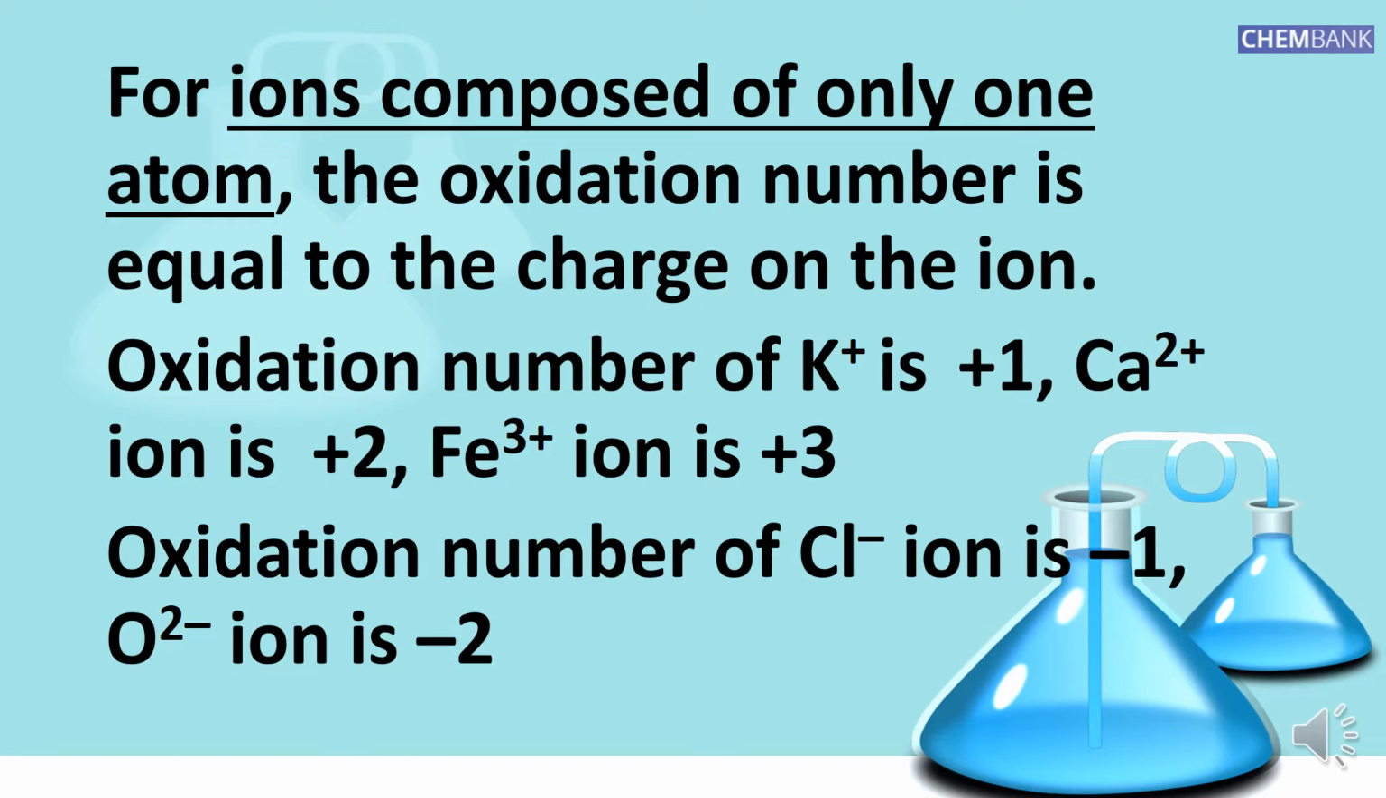Next, for ions composed of only one atom, the oxidation number is equal to the charge on the ion. So let us take examples. The oxidation number of K+ is +1. In the case of the Ca2+ ion, it is +2. Fe3+ ion is +3. In the case of negative ions like Cl-, the oxidation number of the Cl- ion is -1. The O2- oxide ion is -2.